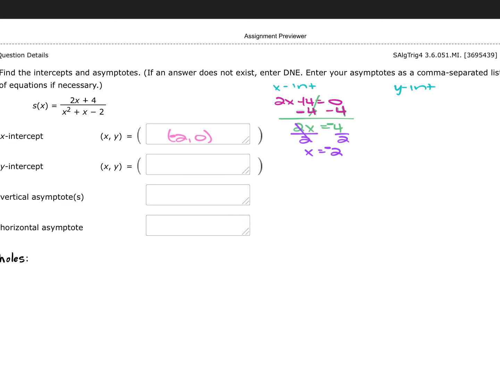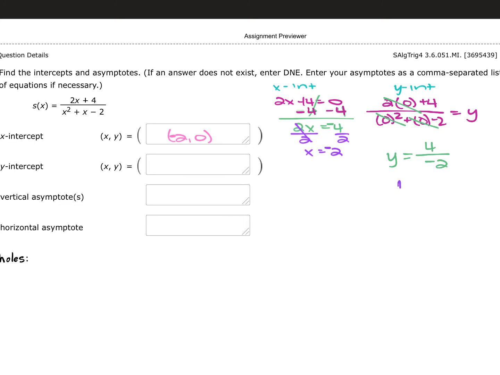For your y-intercept, we're going to take the 2 times x, which is going to become 2 times 0, plus 4 over x squared, so 0 squared, plus x, which is 0, minus 2, set it equal to y. So this is going to be 0 plus 4 is just 4 over negative 2.